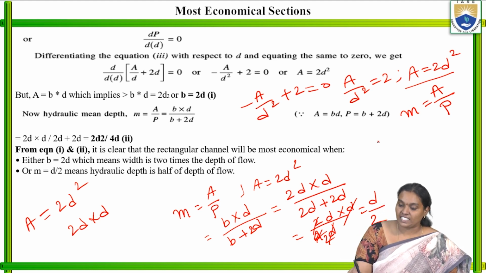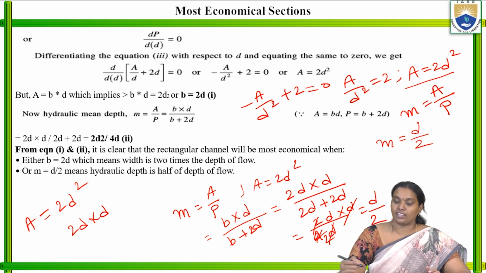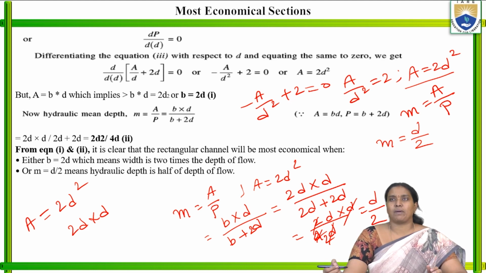So this is one of the conditions. M is equal to D by 2 is the condition. Here we understand minus A by D square plus 2 is equal to 0, A by D square is equal to 2, A is equal to 2D square, and M is equal to A by P.